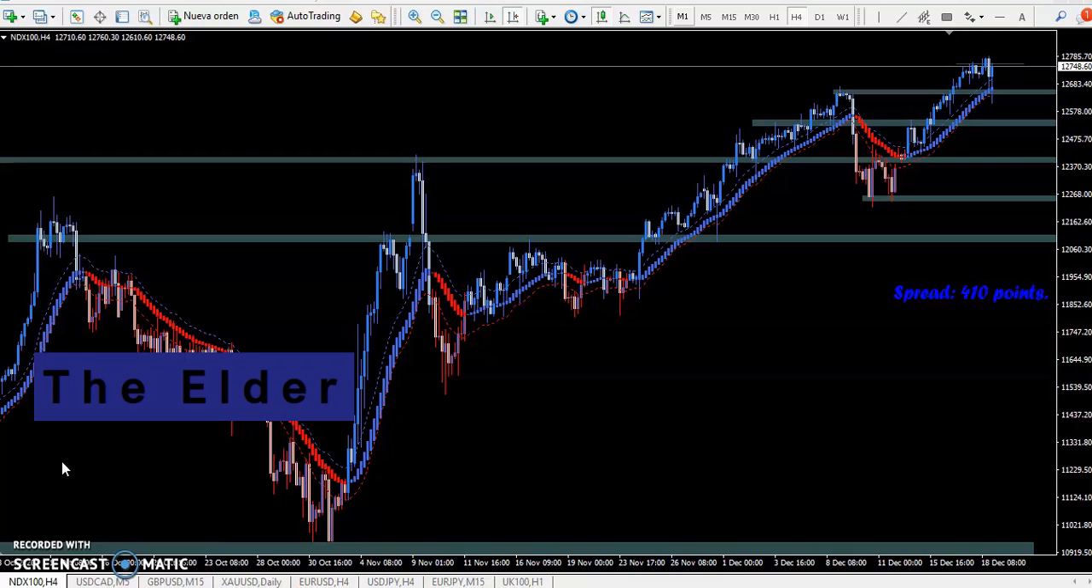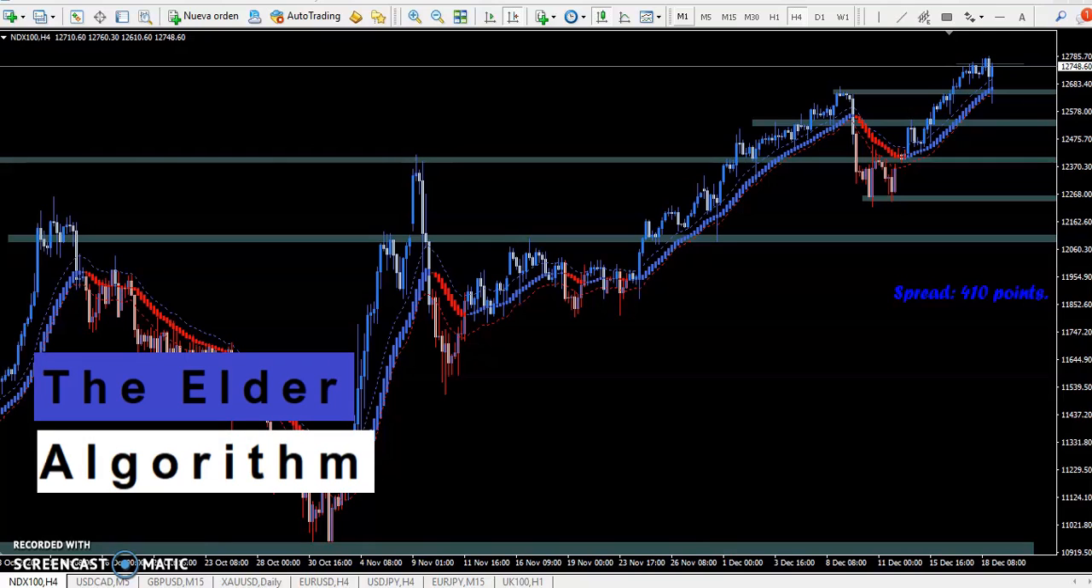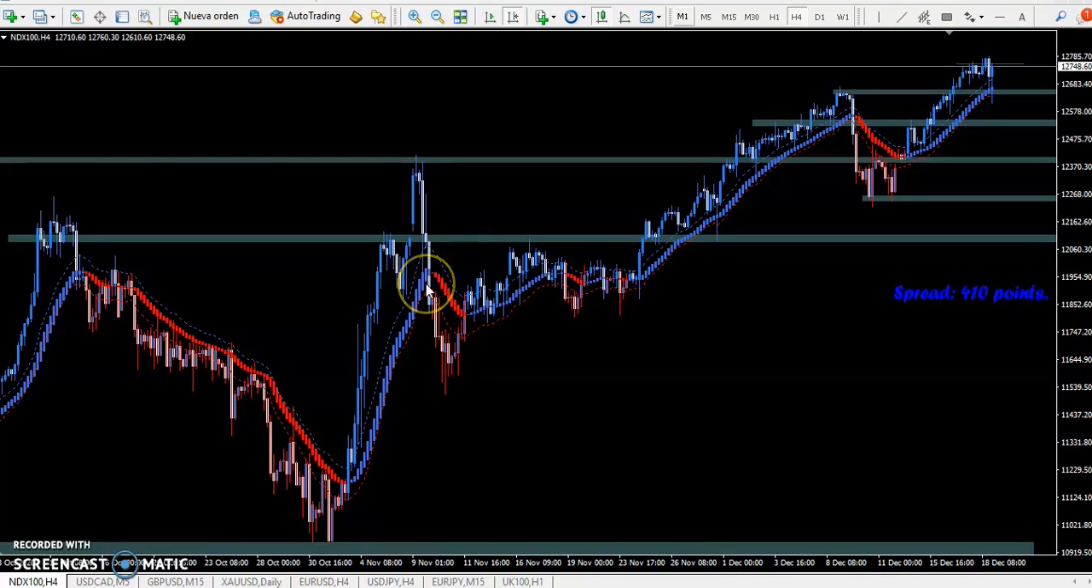Today we're going to be looking at the Elder algorithm trading system. I'm going to be explaining exactly how the strategy works and we're going to be applying it to the Nasdaq. I'm not just going to show you 3 cherry-picked examples of this working perfectly, I'm going to show you the last 2 months of trades so you can see exactly how this is going to perform in the long run.